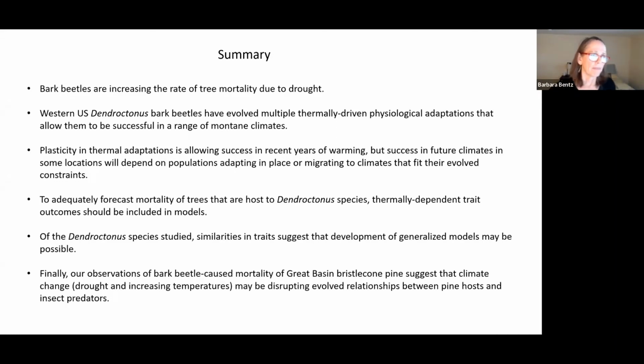So of the Dendroctonus species studied in the Western US, similarities in traits suggest that development of generalized models could be possible. And finally, our observations of bark beetle-caused mortality of Great Basin bristlecone pine suggest that climate change, particularly drought, these hotter droughts, may be disrupting evolved relationships between pine hosts and their insect predators.